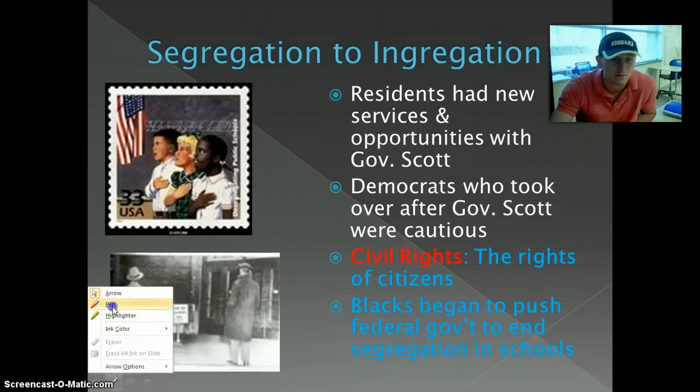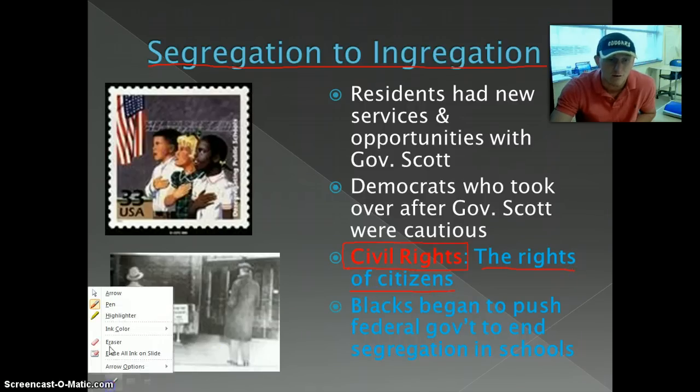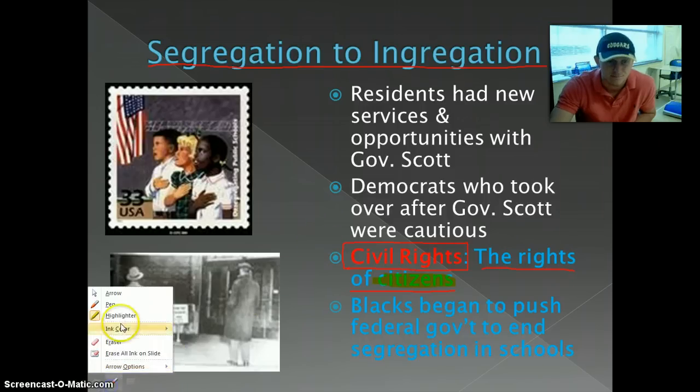So, segregation to integration. We just said segregation was separation of race or color. Now we're going to have integration. Well, first you have to know what civil rights is. Civil rights was one of your words you need to know, and you should always remember this: civil rights is the rights of all citizens. Key word here is citizens. If you're a citizen of the United States, then you have certain rights. Doesn't matter if you're white, black, blue, green, yellow, whatever. It's the rights of all citizens in the United States.